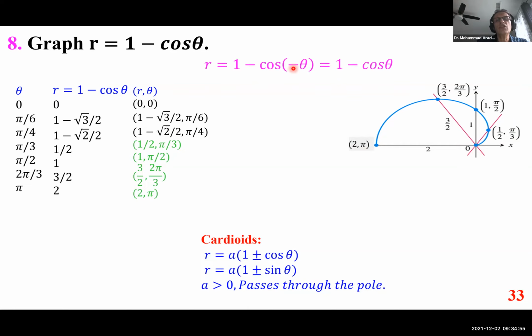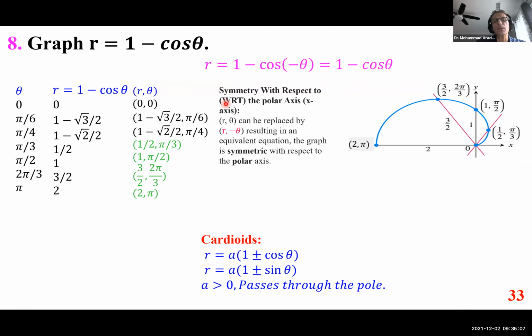Notice if we change theta to negative theta, it makes no difference. Cosine of negative theta is identical to cosine of theta. Therefore, it's symmetric with respect to the polar axis. (r, theta) can be replaced by (r, negative theta), resulting in an equivalent equation. The graph is symmetric with respect to the polar axis, which simply put means repeat. So it looks like that.